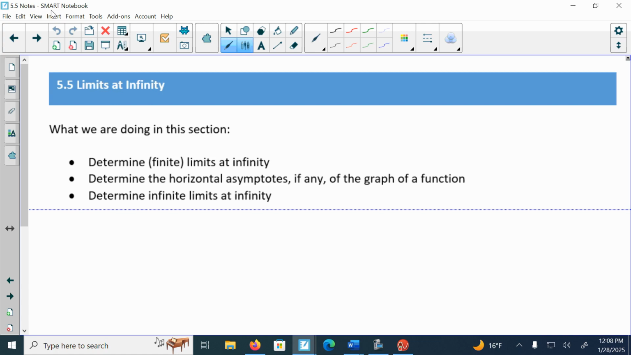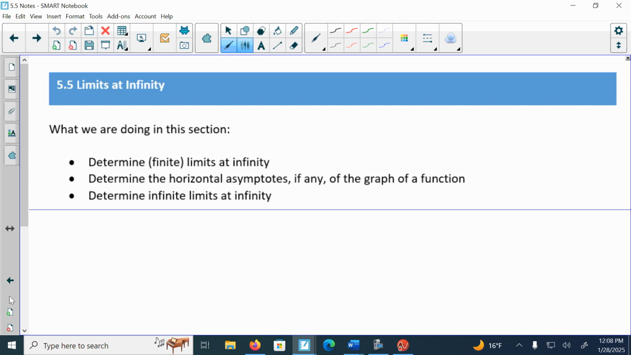So what we're going to do today in this section is determine the finite limits at infinity. So we're still going to go to infinity. We're going as far to the right as we can, as far to the left as we can on the graph, but it's going to approach a single number. Then we're going to determine the horizontal asymptotes depending on the graph of the function. And we've done this before; we're just going to review this. And then we're going to determine the infinite limits at infinity. That means when I take the limit as x approaches infinity or x approaches negative infinity, the answer is also going to be infinity or negative infinity.